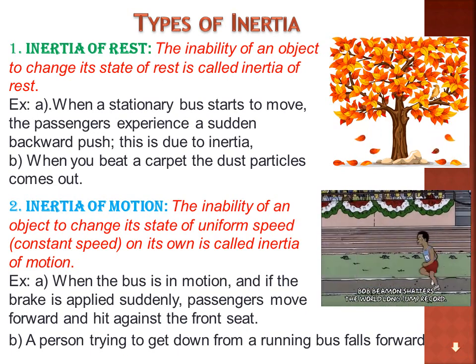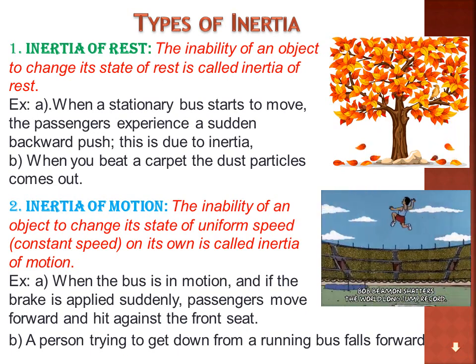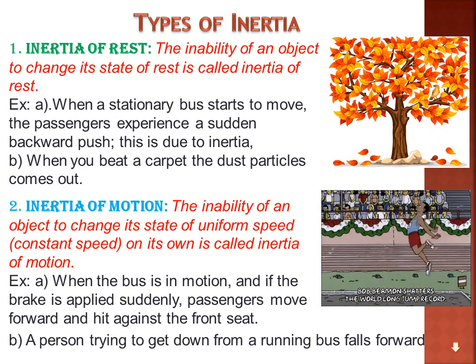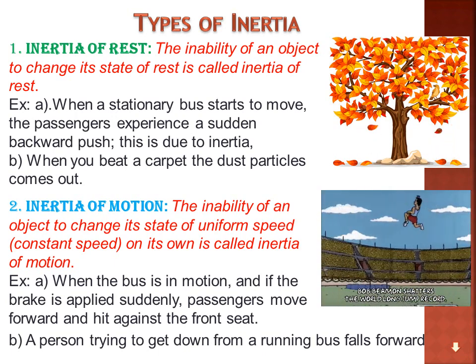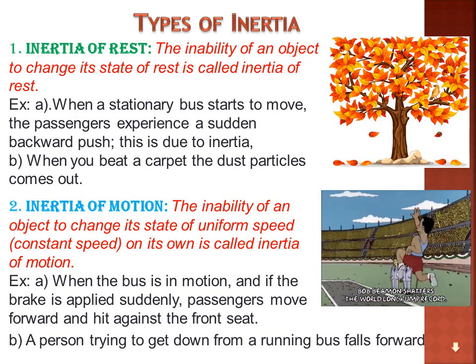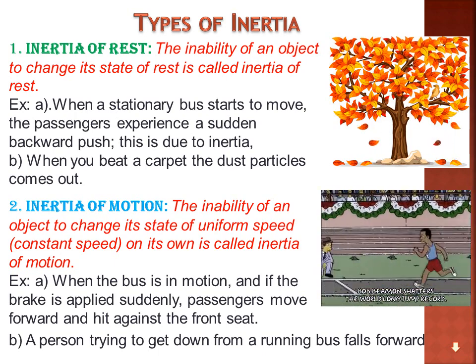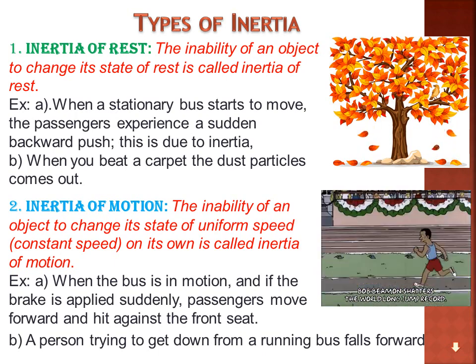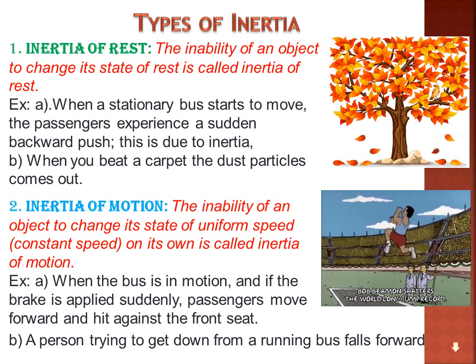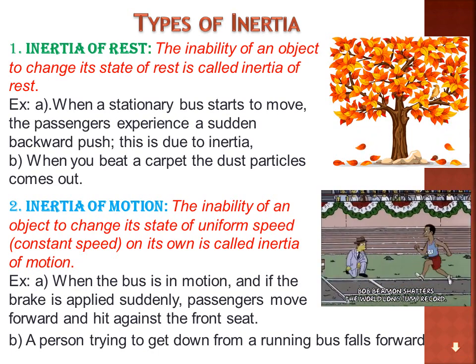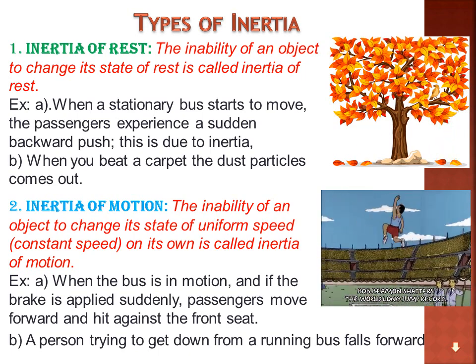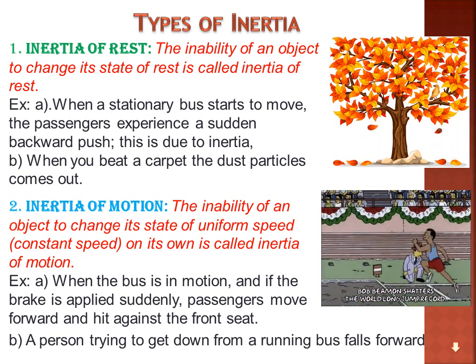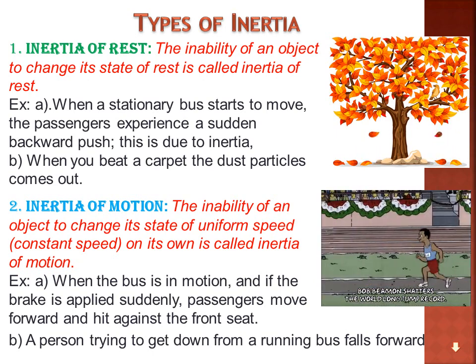Then second one, inertia of motion. The inability of an object to change its state of uniform speed or constant speed on its own is called inertia of motion. You can see the examples. When a bus is in motion and if the brake is applied suddenly, passengers move forward and hit against the front seat. Okay, that also we can experience regularly while traveling.